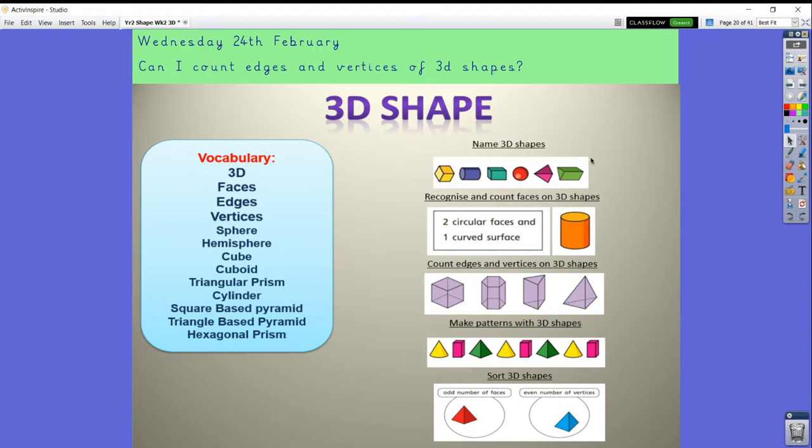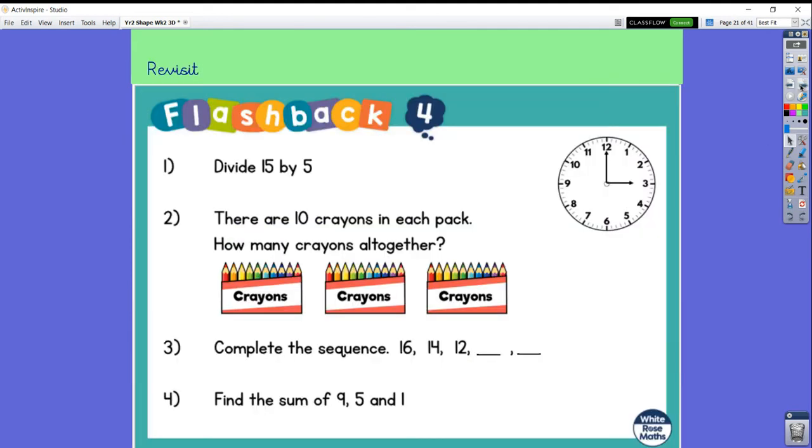Okay, so we've thought about naming our 3D shapes and counting the faces on them. Today we're going to be thinking of edges and vertices, and then later we're going to be thinking of making patterns with our 3D shapes and sorting our 3D shapes. First of all, let's warm up our maths brains.